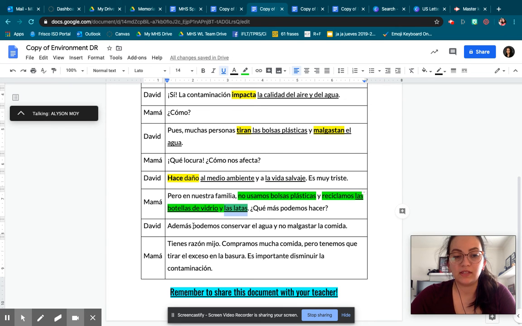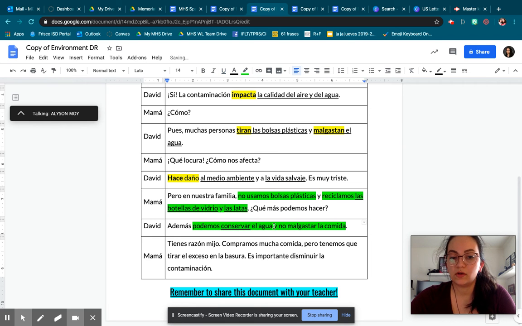And David says, además, podemos conservar el agua y no malgastar la comida. So all of this stuff is part of his solution. Conservar might be new to some of us. Hopefully el agua isn't new, but I'll go ahead and underline it. And then no malgastar means to not waste. His madre says, tienes razón, mijo, compramos mucha comida, pero tenemos que tirar el exceso en la basura.